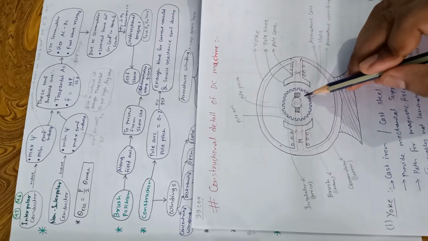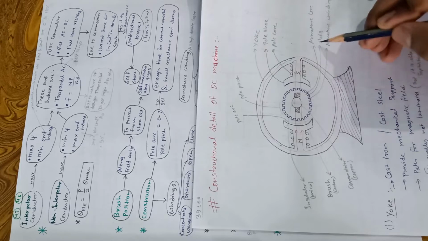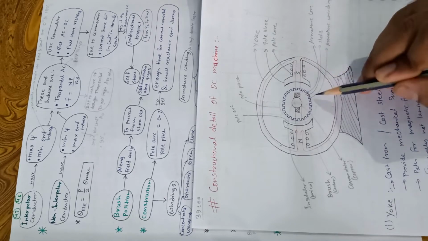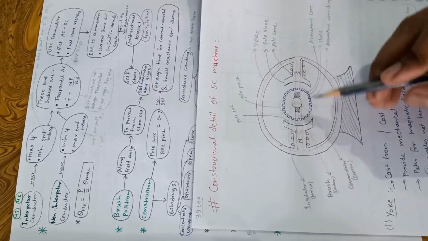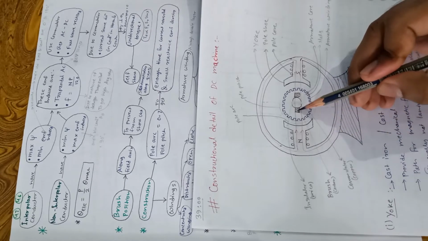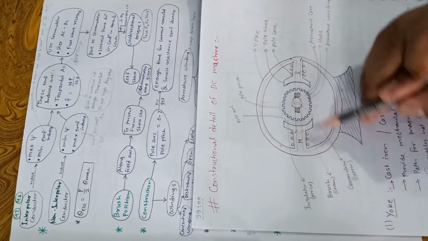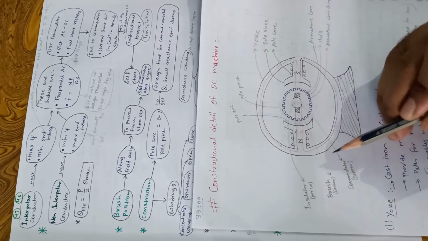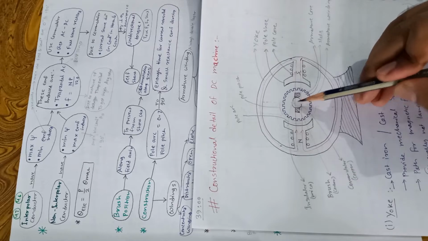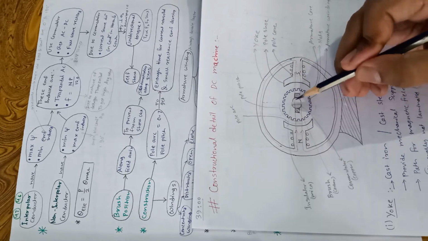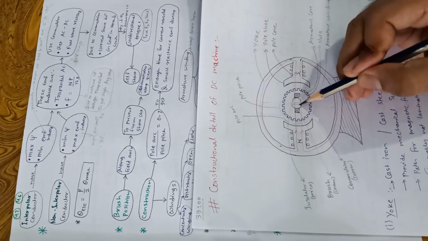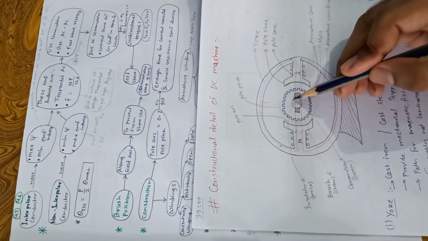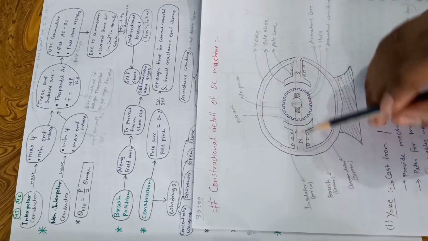And this one is the armature core. These are armature slots, and these are armature conductors, the armature winding. And this one is the brush. It is made up of carbon, and this one is the commutator made up of copper, and this is the insulator. This is mica insulator, okay. There is insulator between the commutator segments, made up of mica, okay.